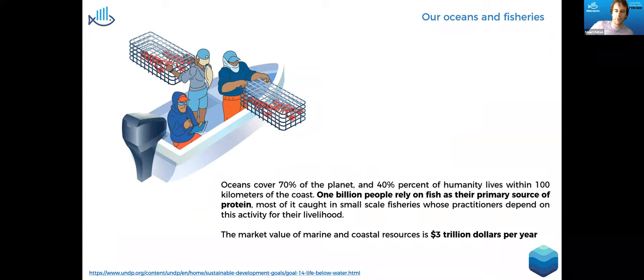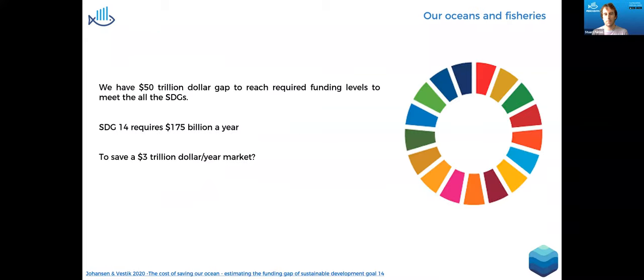This talk, we're gonna talk more about Latin American small scale fisheries, but many of the concepts can apply to other areas. At the same time, we also have a $50 trillion funding gap required to meet the SDGs. And SDG 14 alone needs around $175 billion a year. But this is to save a $3 trillion a year market for marine and coastal resources. So if we look at it on that scale, it's not a particularly bad deal. It's just a question of leveraging funding to meet these needs.